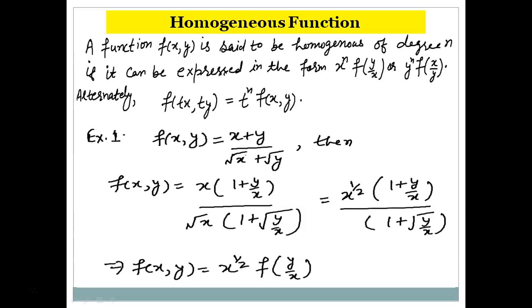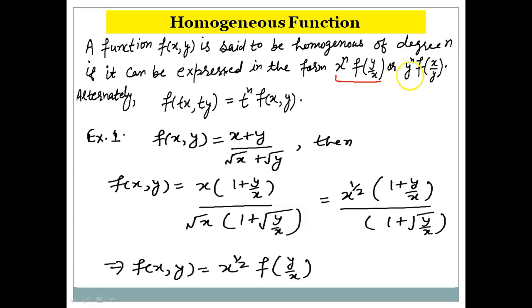So first we give the definition of a homogeneous function. A function f of x, y is said to be homogeneous of degree n if it can be expressed in the form x raised to power n times f of y by x. Means you will have some power of x outside and the remaining part will be a function of the variable y by x.